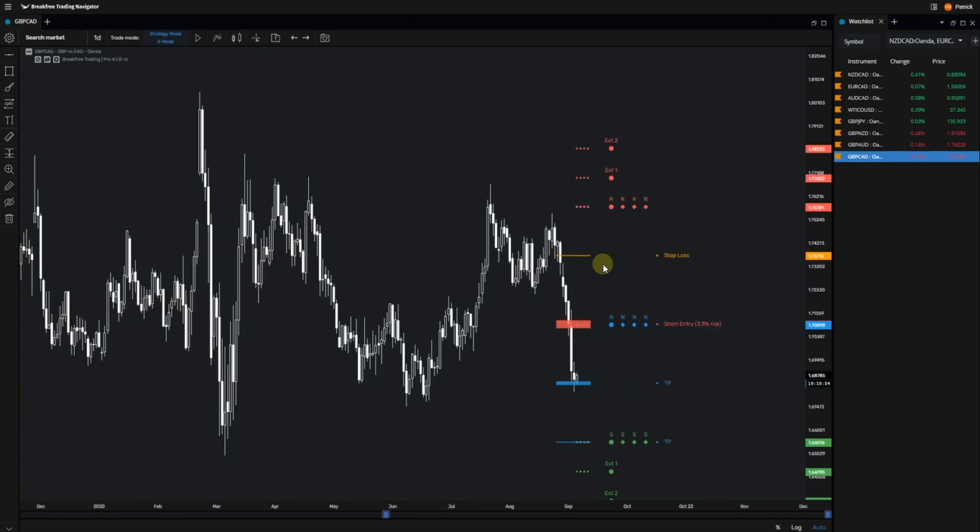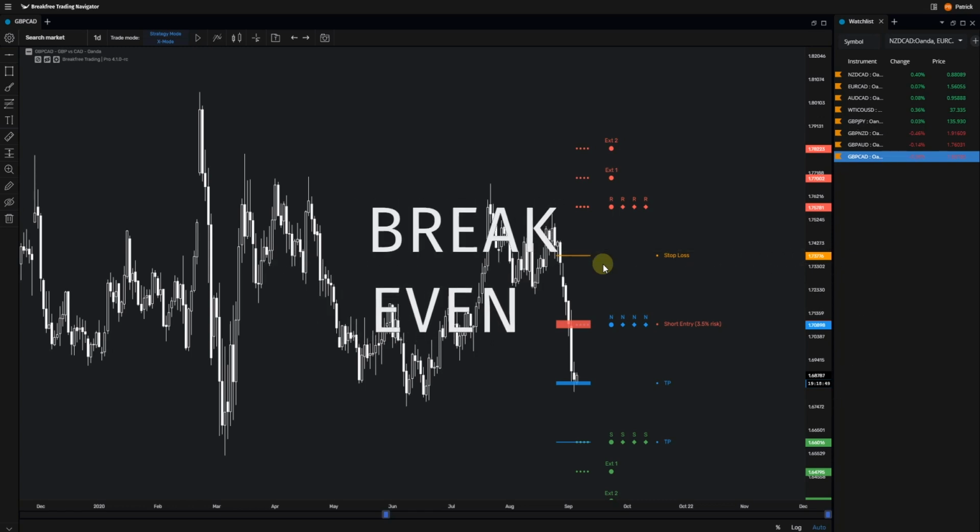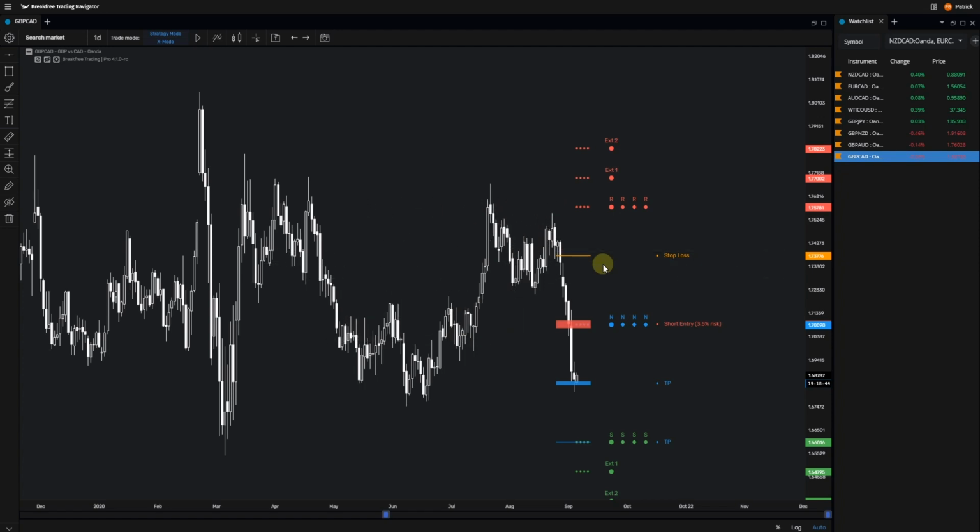And GBPCAD, same thing as GBPJPY. Move your TPs to break even on your long position, and you can enter a short position. Make sure, again, you don't overexpose. You don't want to be entering GBPCAD and GBPJPY at the same time. Pick one and only trade that one pair.